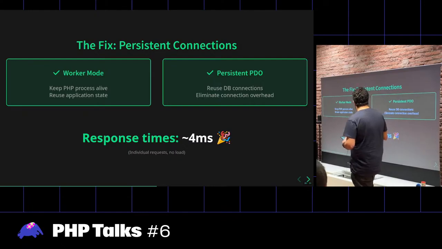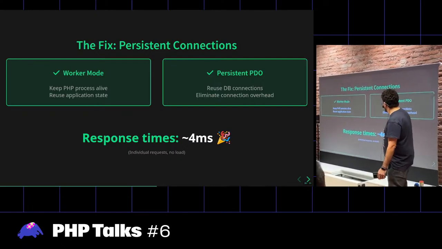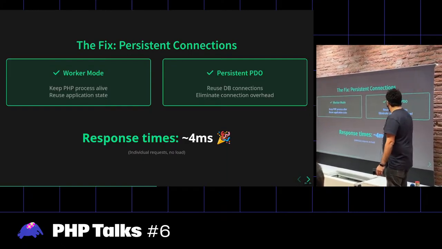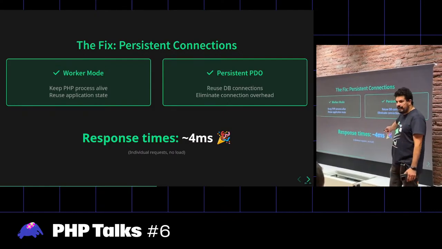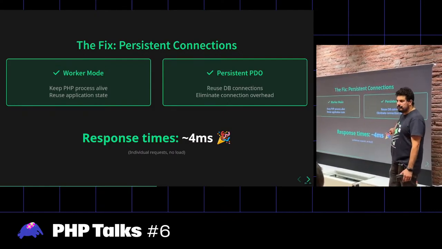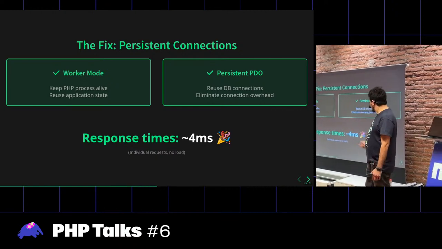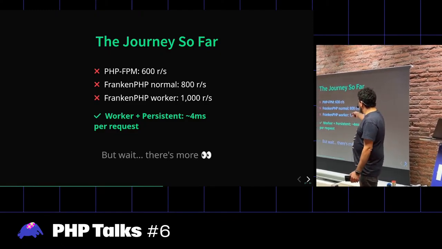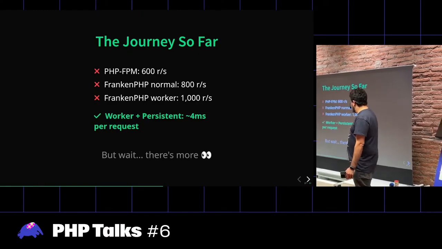So what I did, I reduced the connections to the database. I put PDO in and reused it. And what I got: 4 milliseconds. Really, 4 milliseconds for the response of a blog. So my journey so far was like 600, 800, 1,000. And I put 4 milliseconds into the request.